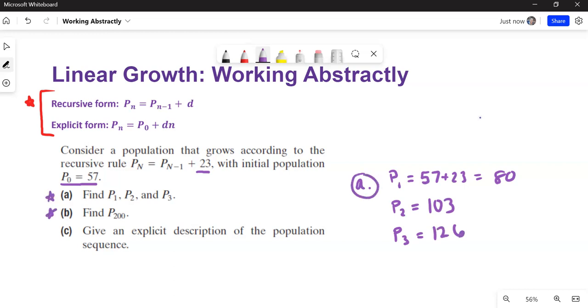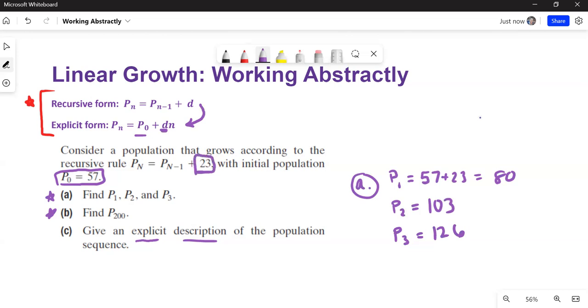For part B, we're going to find it quite a bit more challenging because it asks for P sub 200. Well, I don't want to add 23 a bunch of times. So I'm going to combine this with part C, which says give an explicit description of the population sequence. When you have a recursive sequence, you can convert it to an explicit form as long as you have the key elements. One is where do you start? P naught, we have that, that's 57. And then D, which is our common difference, how much it's changing each time, is given right here in this formula as well: 23.